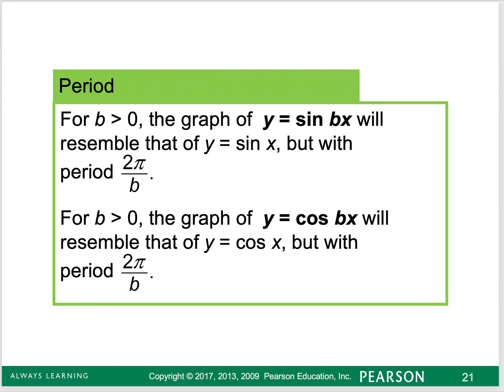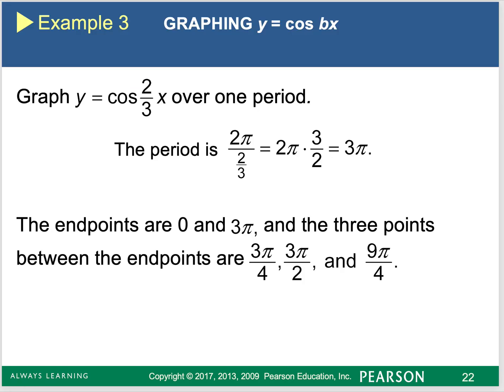If I have a period of 2 pi over b, the same thing would be true with cosine, 2 pi over b. And that's going to basically shrink or expand that nice pretty cycle that the curve goes through. So if I want to graph cosine of 2/3 x, I'm going to figure out 2 pi over b, which is going to be 3 pi. My endpoints are now 0 and 3 pi, and the other endpoints are going to be 3 pi over 4, 3 pi over 2, 9 pi over 4.